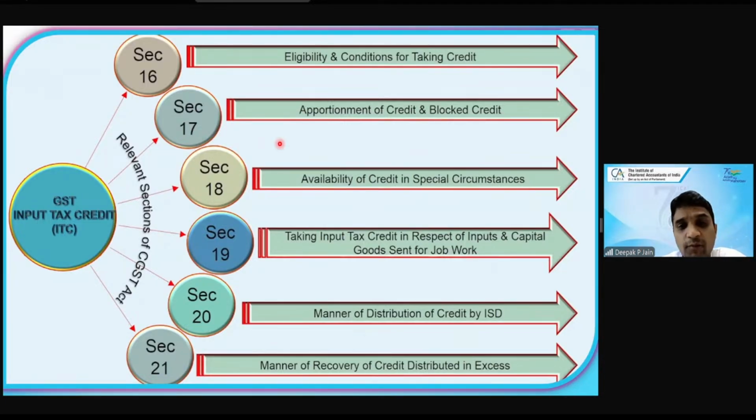And then taking input tax credit in respect of inputs and capital goods which are sent for job work is covered under section 19.